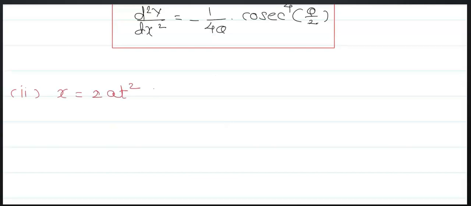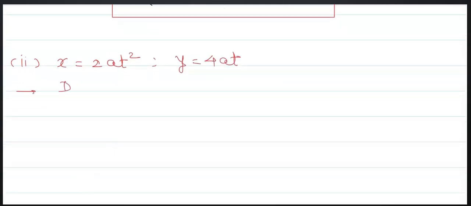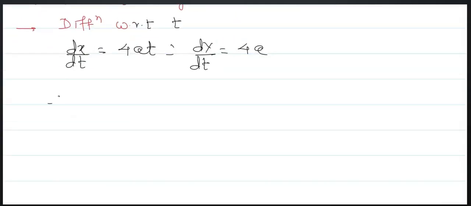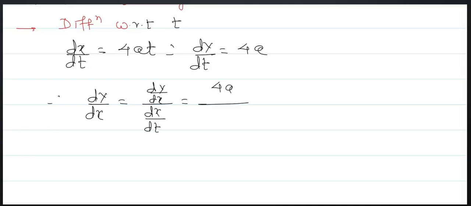x = 2at², y = 4at. Now differentiate this with respect to t. Therefore dx/dt = 4at, dy/dt = 4a. Again, these are the parametric equations. Therefore dy/dx = (dy/dt)/(dx/dt).